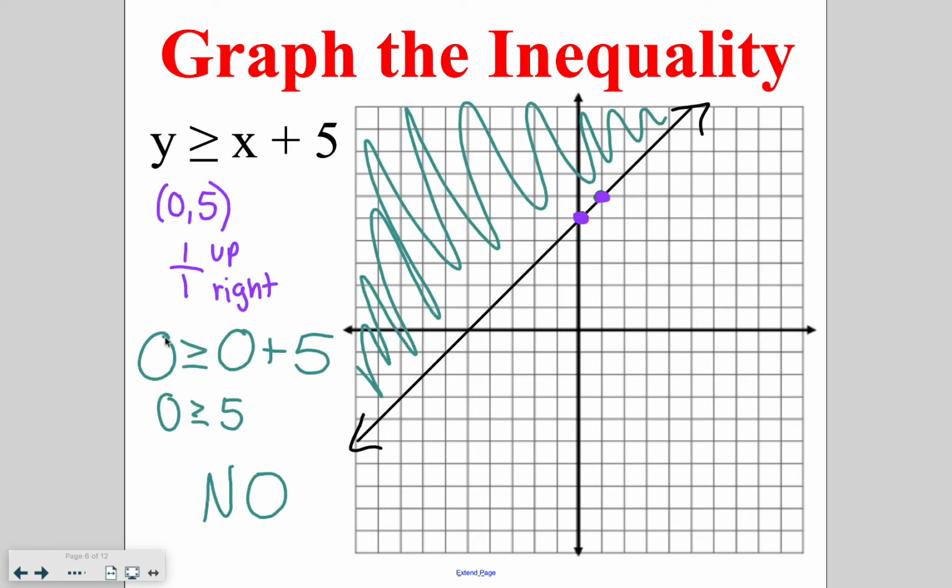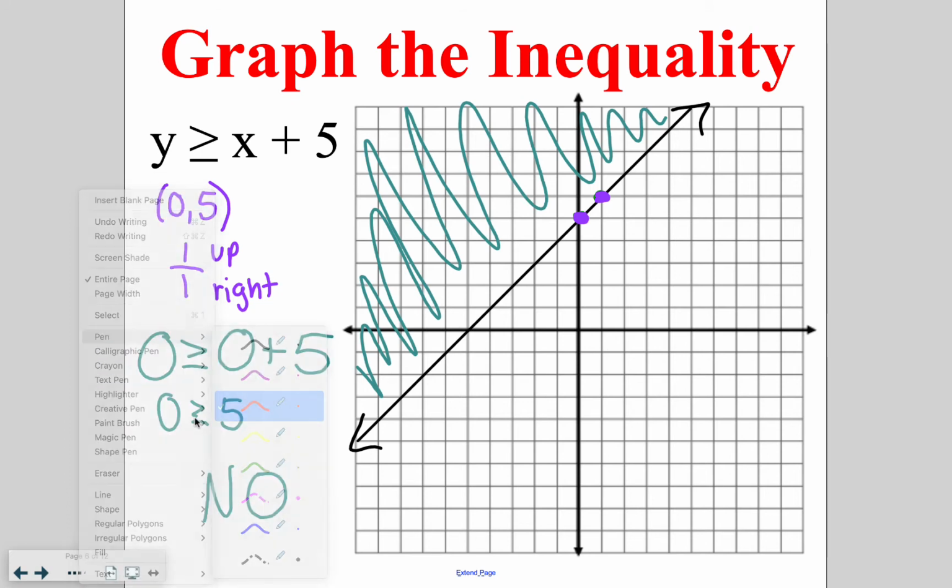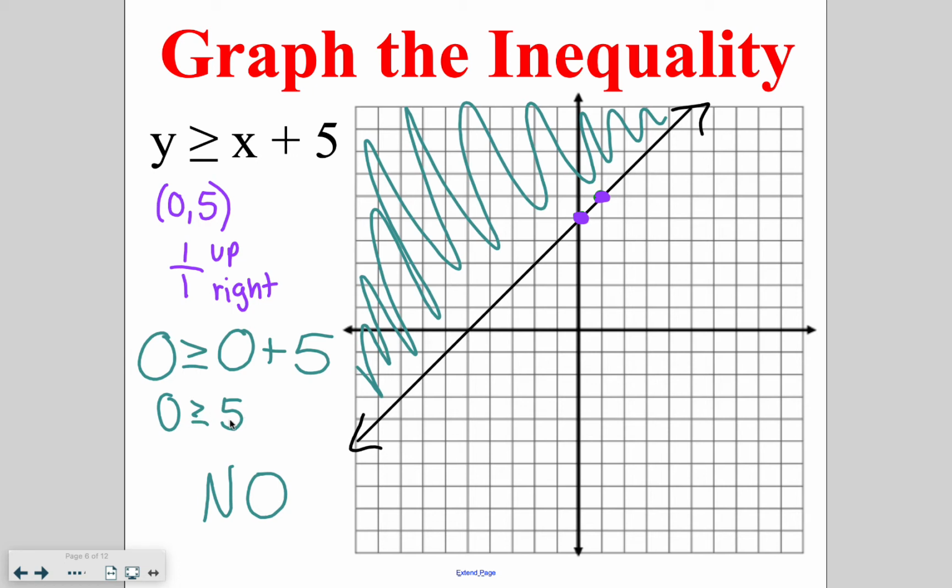So first we pull out our coordinate pair, which is at 0, 5. Our slope is 1, 1, so up 1 and over 1. We have a solid line because we have that equal to part included. Then when I plug in 0, 0, or you could have picked any other test point, I end up with a statement that says 0 is greater than 5, or excuse me, greater than or equal to 5, that is not a true statement. So that means 0, 0, and anything below this line does not work. And all of your solutions are above the line.